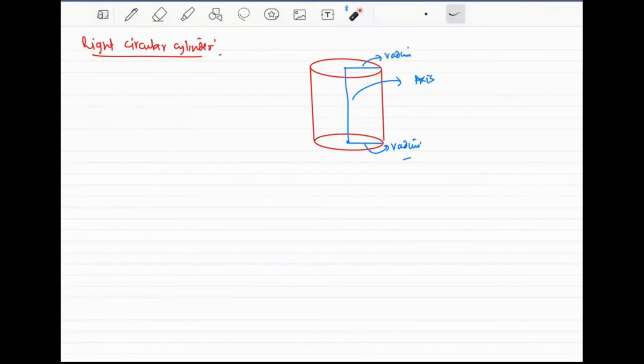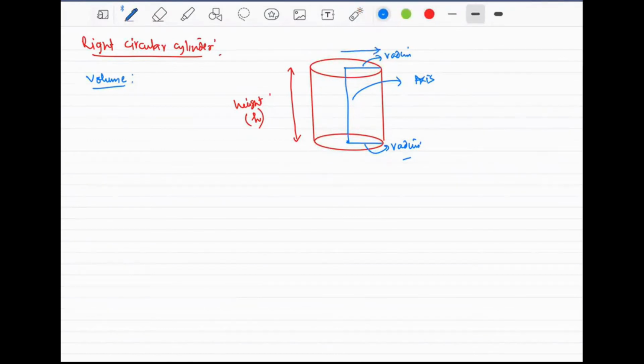So for the right circular cylinder volume, this is called the height, right? Distance from here to here is called the height. We are going to represent it with h. And the radius of the top and the bottom, this part right here, is the radius, which will be represented by r. At the bottom also, it's the same thing, the radius r. So for the volume, what's the formula? The formula is pi r square h.